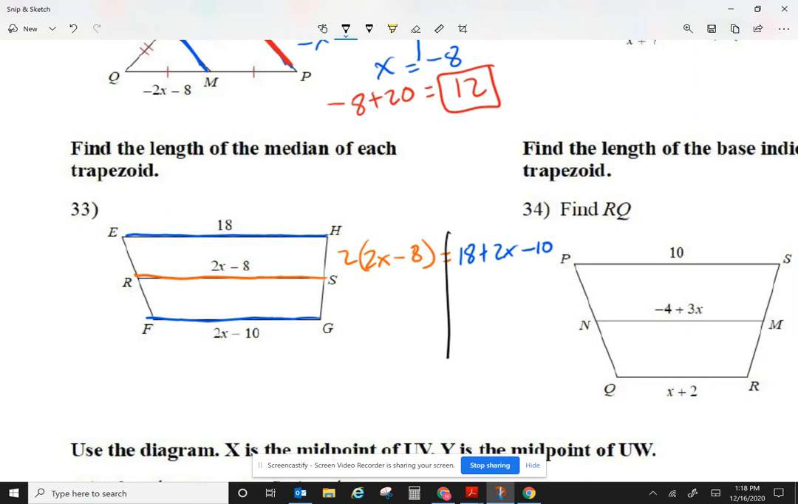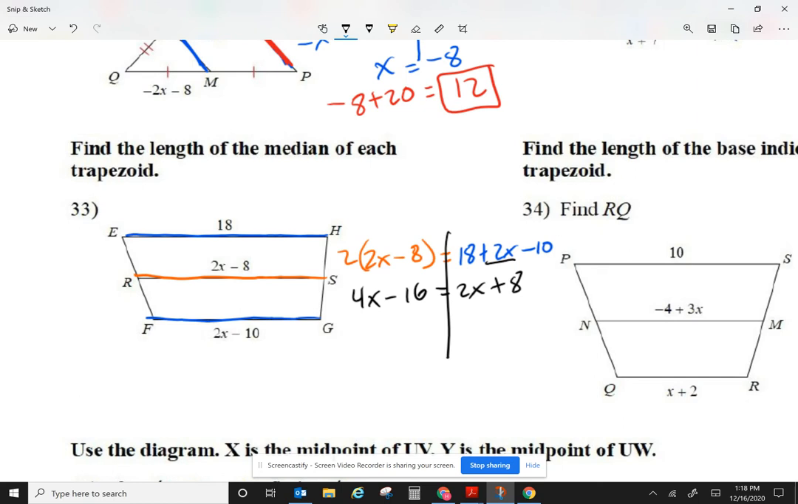The left side, let me multiply by 2. Let me distribute the 2 to get rid of parentheses. That gives me 4x minus 16 equals, on the right side, when it comes to x, I just have 2x. 18 minus 10, that's 8.